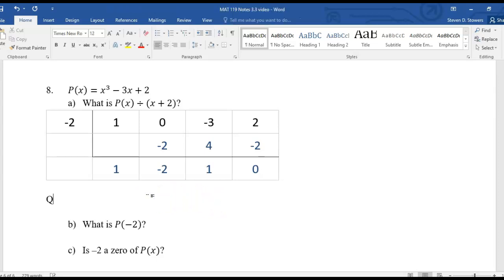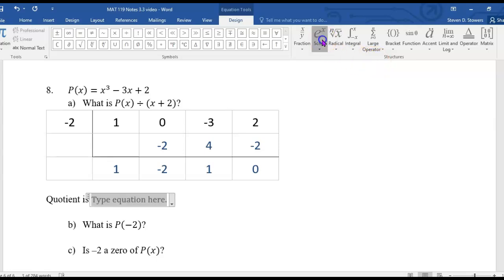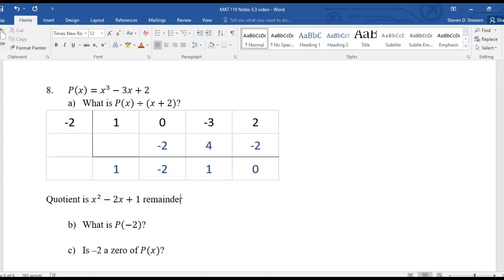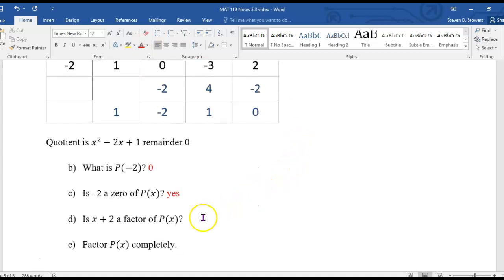So the quotient is given by these three numbers here. It's 1x squared minus 2x plus 1. And the remainder is 0. There is no remainder. What is p of -2? It's 0. The remainder was 0. So is -2 a 0 of that polynomial? Yes, it is. Is x plus 2 a factor? Again, yes. -2 being a 0 means that x plus 2 is a factor.